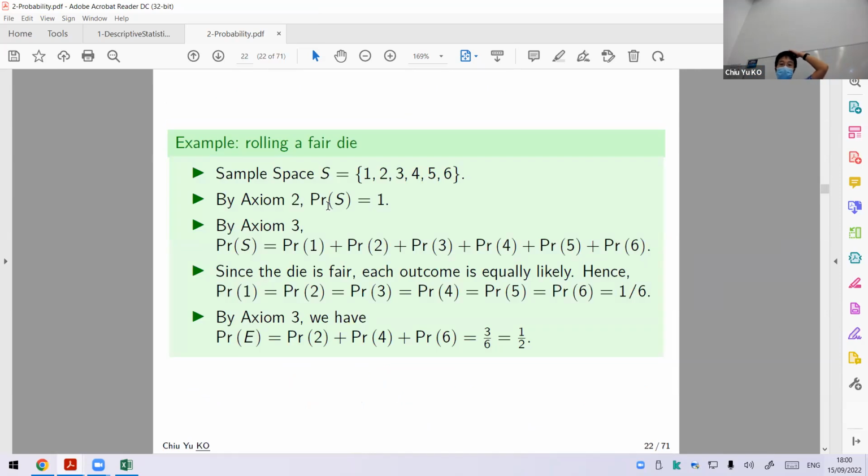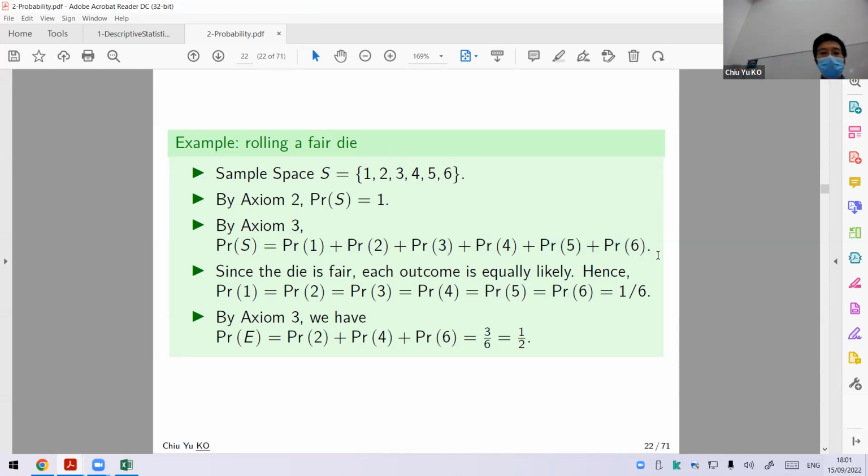Now we have a rolling die. We have a sample space, 1 up to 6. And axiom 2 said the following: the probability of the sample space is 1. And now here comes the main thing. From axiom 3, for the sample space, we have all the outcomes mutually exclusive. So that's why you can say the probability of the sample space is the sum over 1 to 6. That is the key thing here. You can separate this into the probability of each element.